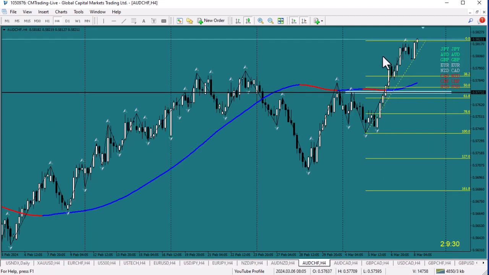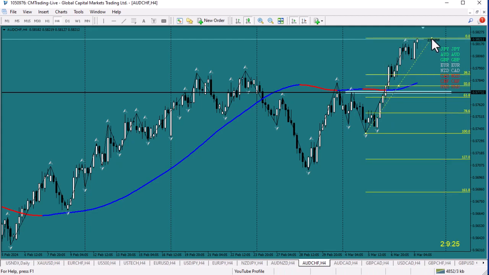Aussie Swiss, well, it's pushing up the page there. Aussie is really gaining, Swiss is losing speed. So I want to be long, but not at those levels. I'll wait for a retracement. If it's not today, I'll see them on Monday.